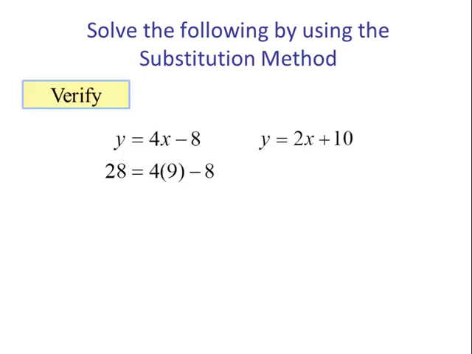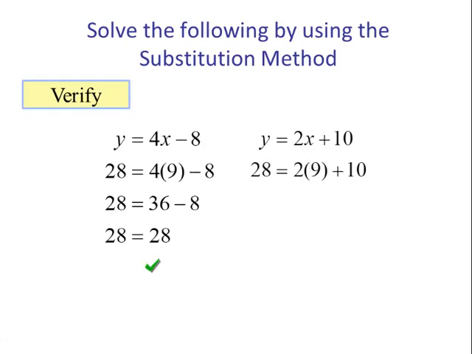To verify this, we take the first equation. Wherever we see a y, we put 28. Wherever we see an x, we put 9. The left hand side is 28. The right hand side is 4 times 9 minus 8, which becomes 36 minus 8. So we have 28 equals 28. It checks. For the second equation, we have 28 equals 2 times 9 plus 10. Multiplying, we get 18 plus 10 on the right hand side, and of course that's 28. So it checks here. So we have verified the solution.